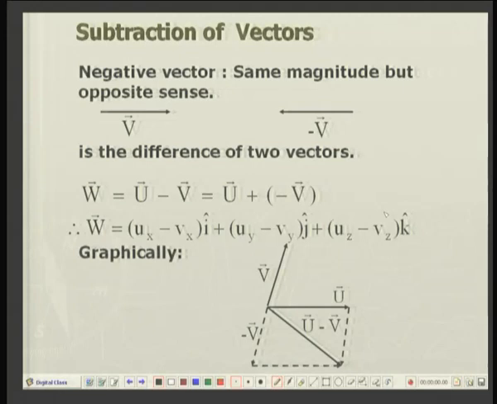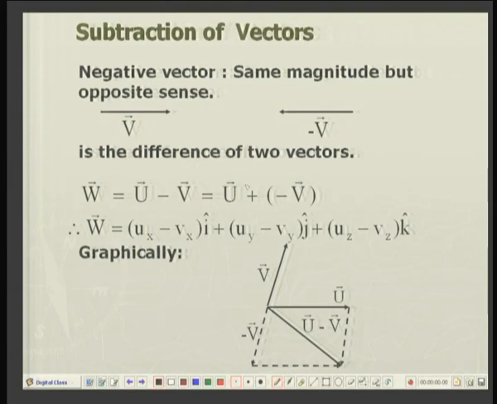Now I come to subtraction of vectors. Well, it is very easy. First of all we will consider what is a negative vector. Suppose vector v is given over here, magnitude and direction wise, then minus v vector, that is the negative of v vector, is the vector having the same magnitude and the same line of action, but the sense of this vector is reversed. If v is to the right, minus v is towards the left. Then the difference between two vectors u and v, which we will represent as the w vector, is given by the sum of u vector and the negative v vector, obviously.